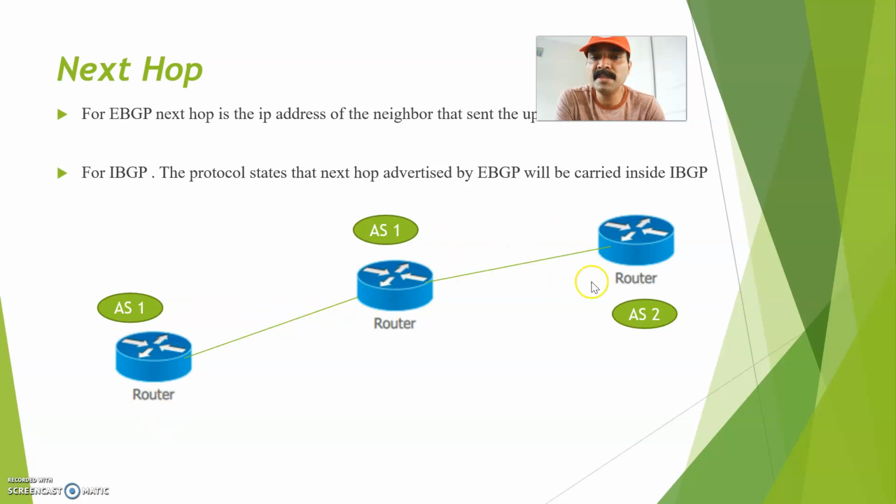And for IBGP, the next hop advertised by the EBGP will be carried inside the IBGP. That means from this router's perspective, you will see this interface as the next hop, which should not be the case. From this router, you have to see this interface as the next hop to reach this neighbor, right? To change that, we use the keyword next-hop-self. I already explained this next hop in my previous video. You can also have a look at it.